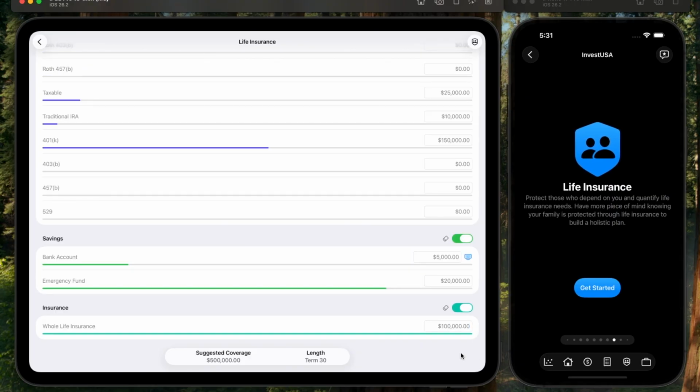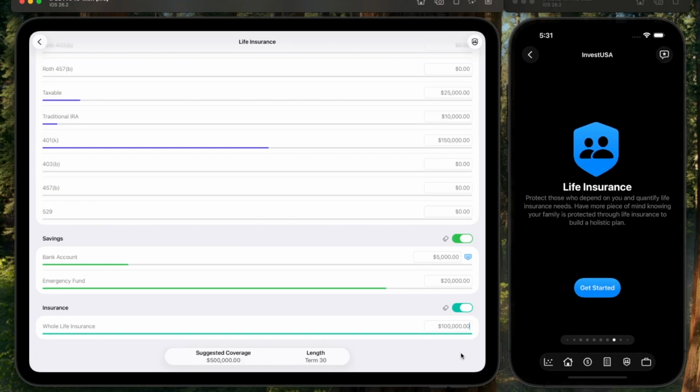At this point, the calculator's recommending a $500,000 Term 30 policy. If the monthly or annual premiums are a little bit too expensive for a Term 30, try looking at a Term 20 policy, but just know you're going to be a little bit underinsured. You're going to have a few gaps in your financial plan.